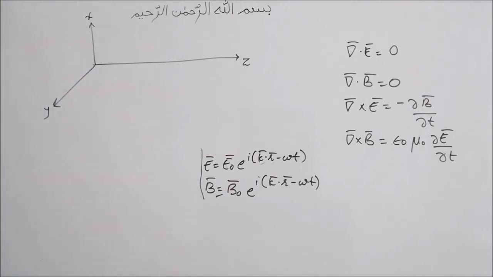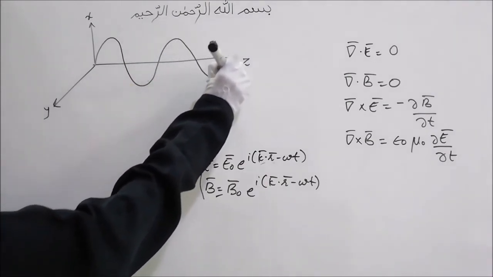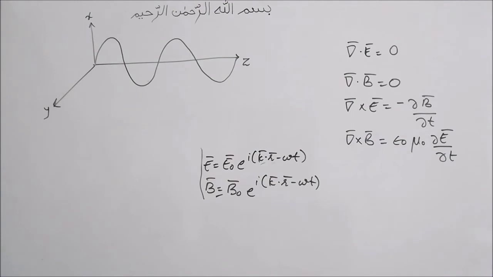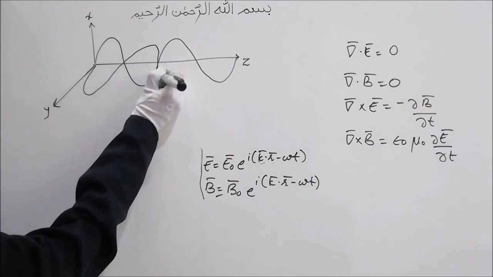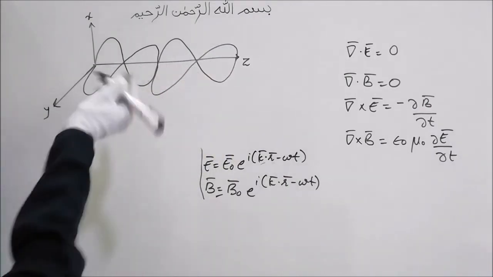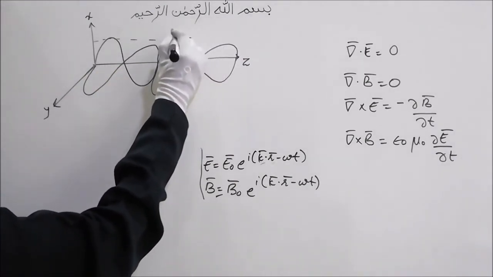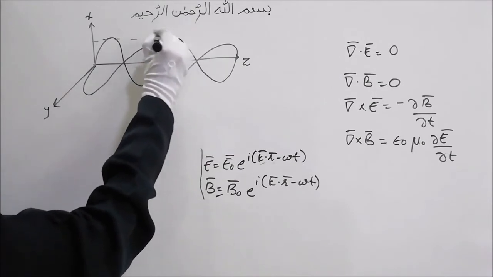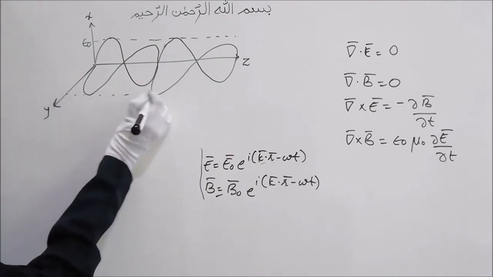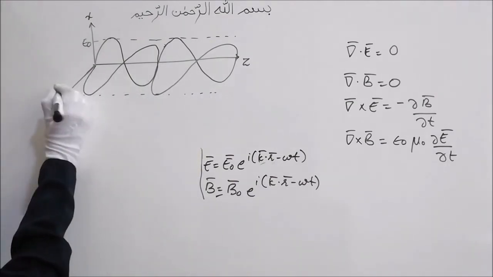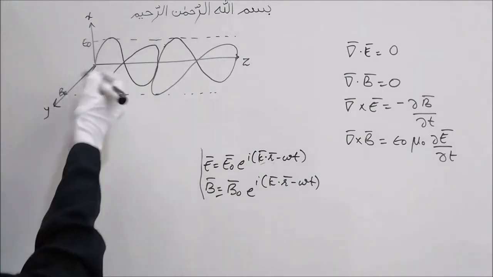The electric field vector, let's say, is along the x-axis, so the electric field vector is like this. The wave goes like this. And the magnetic field is along the y-axis, so we will have something like this. I hope that makes sense. Let's call this amplitude E naught and this amplitude B naught. So this one is for E and this one is for B.